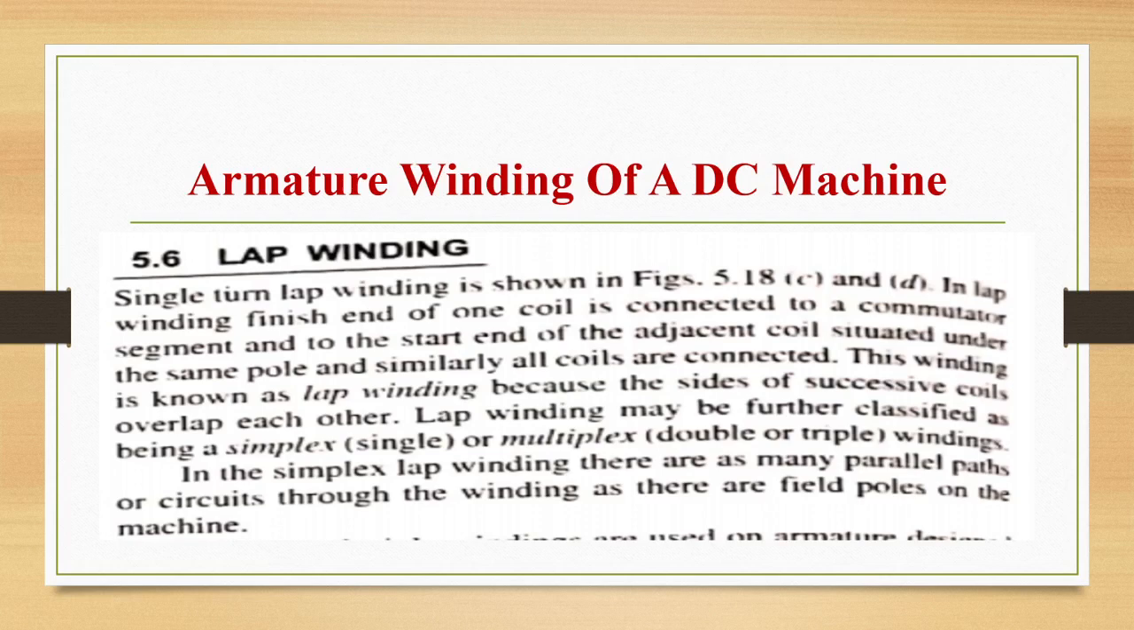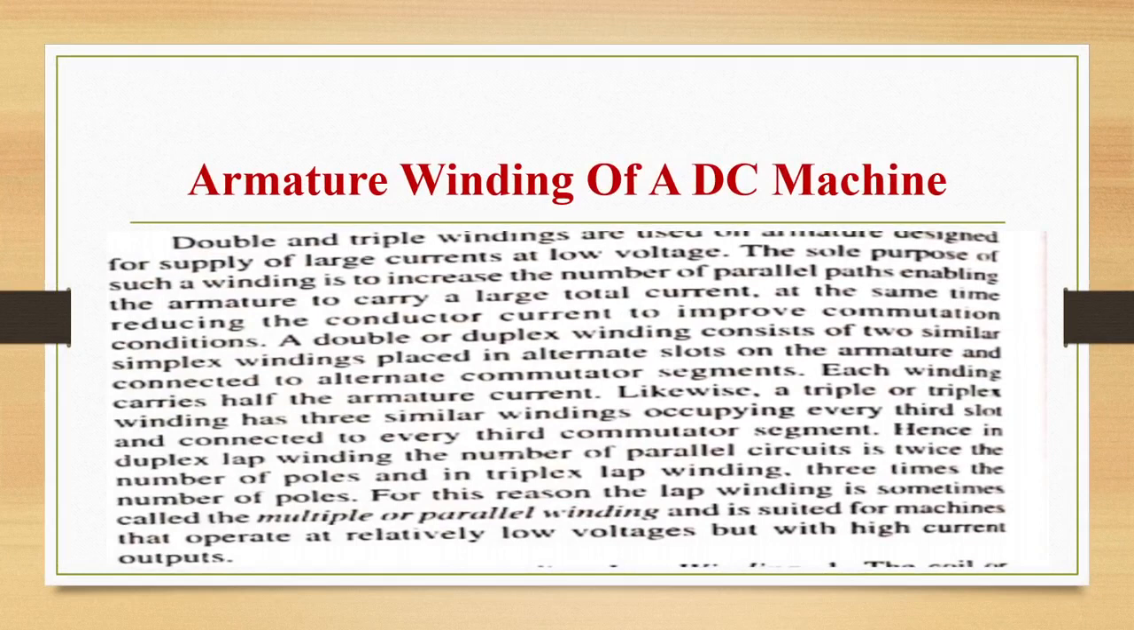In simplex winding, there are as many parallel paths or circuits through the windings as there are field poles on the machine. Double and triple windings are used on armatures designed for a supply of large currents at low voltage. The sole purpose of such a winding is to increase the number of parallel paths, enabling the armature to carry a large total current, at the same time reducing the conductor current to improve commutation conditions. Double or duplex winding will consist of two similar simplex windings placed in alternate slots on the armature and connected to alternate commutator segments.